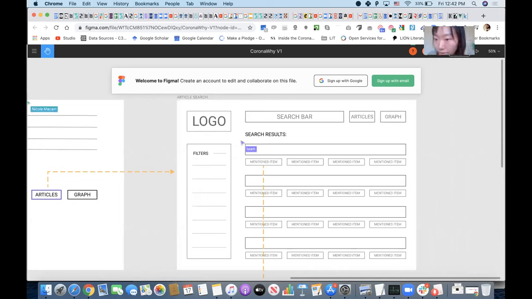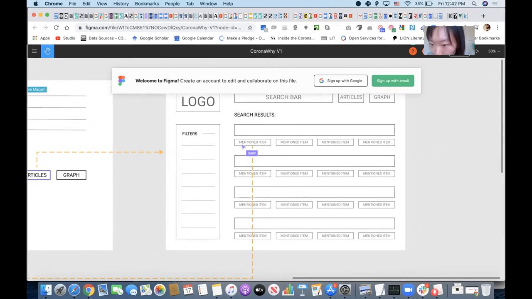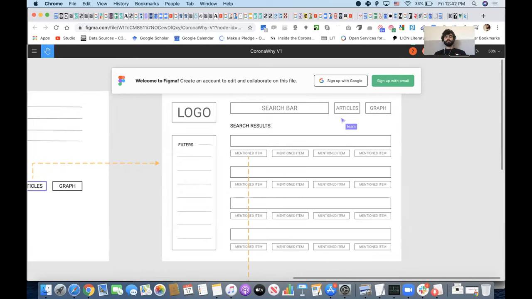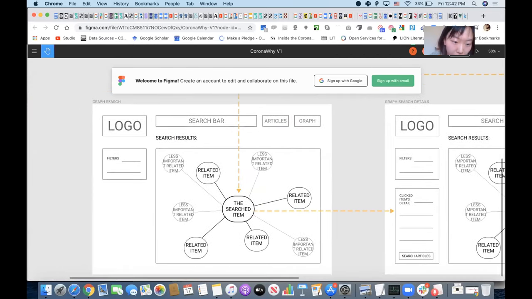And then this could be the search results. And under here, there are some mentioned items that are related to this article. And then from there, you can jump into the graph search categories.